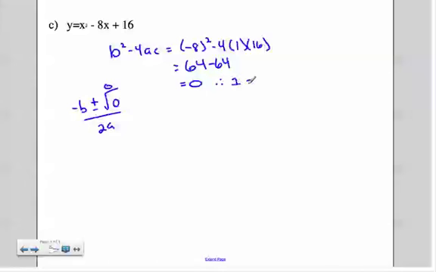So I can get an answer, but I will only get one answer, because I get the same whether I add or subtract 0.